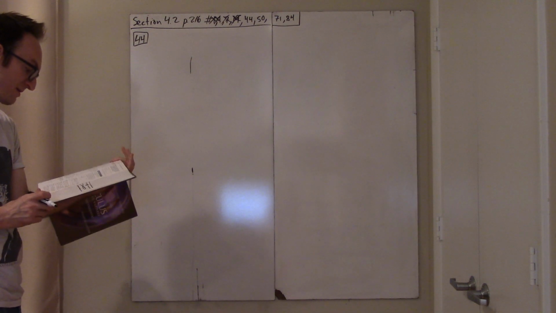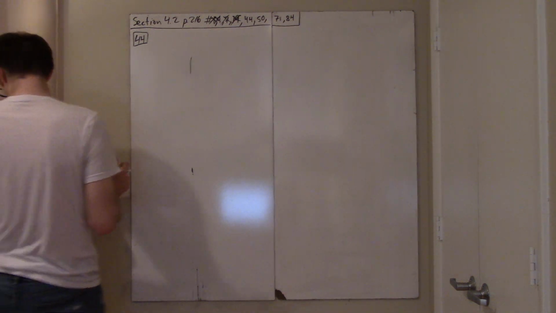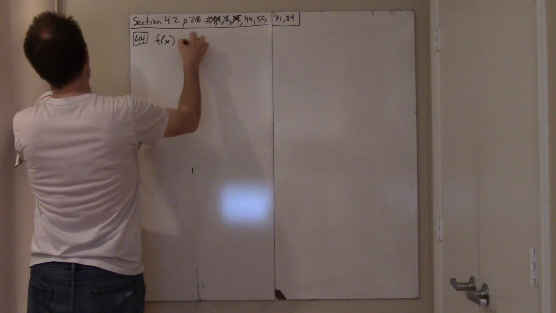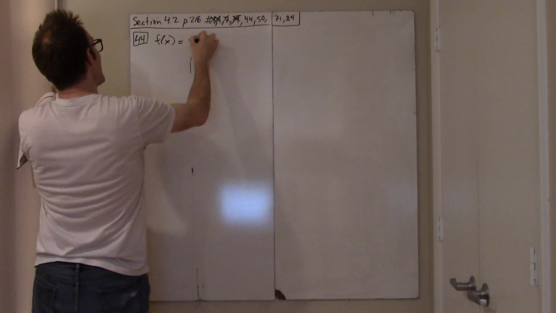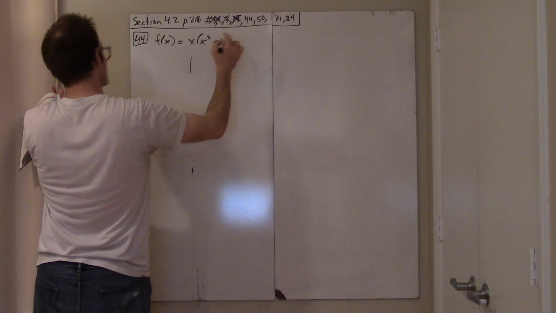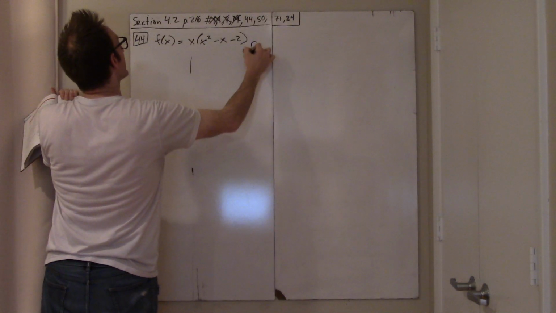It says determine whether the mean value theorem is applicable to the function on the given interval, and then find the values of c. Okay, so let's do it. We have a function, f of x equals x cubed minus x squared minus 2x, and we're given this function on the interval -1, 1.